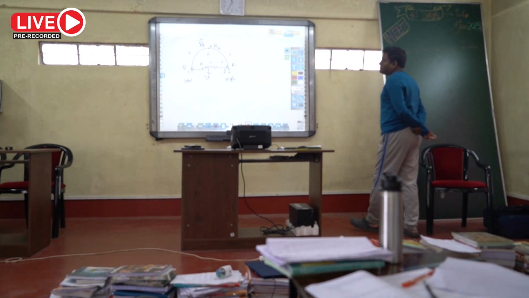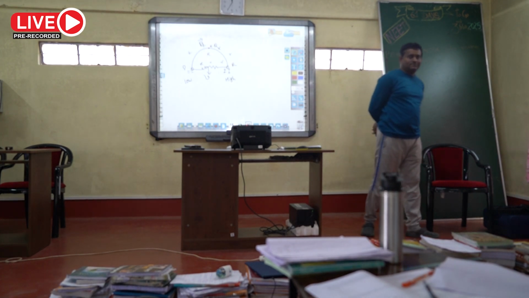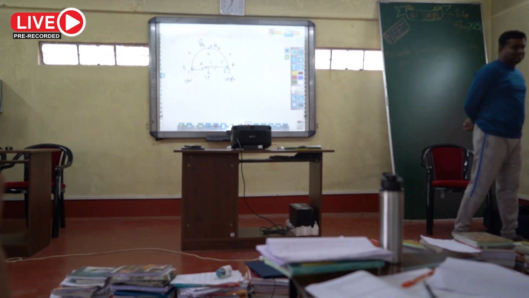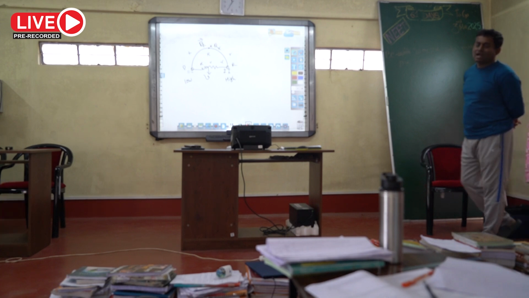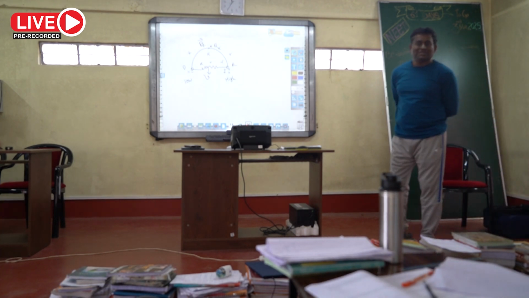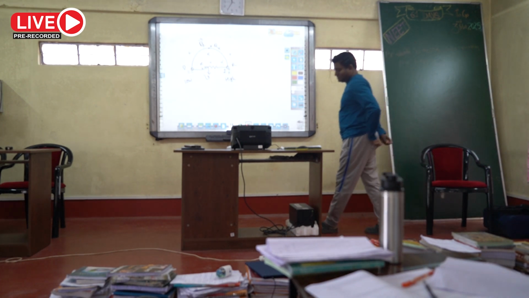What will be the direction of current through PQR? R to P, sir, from the resistance. How? Why? Because electron is flowing from this side. Electron is flowing from Q to P, sir.